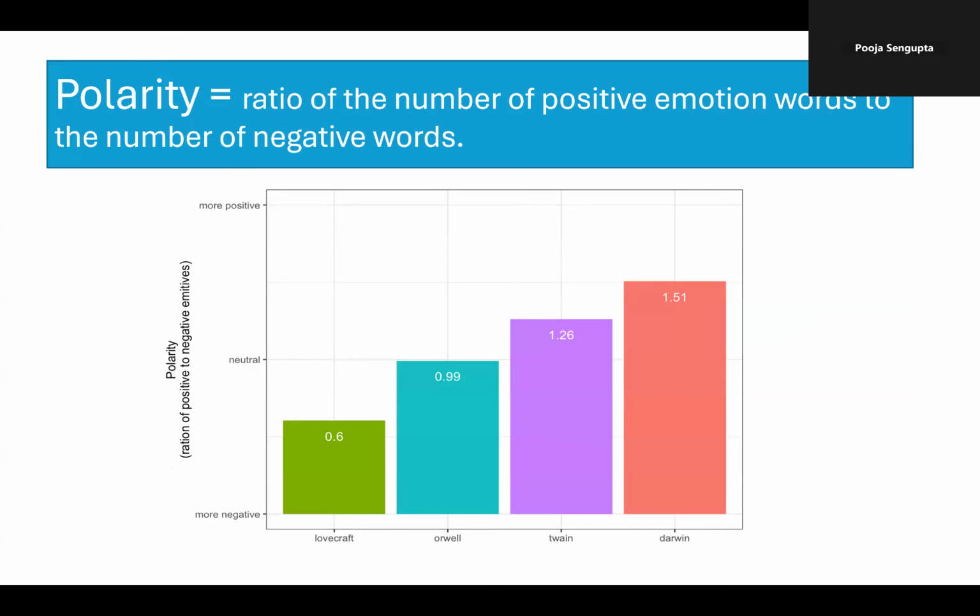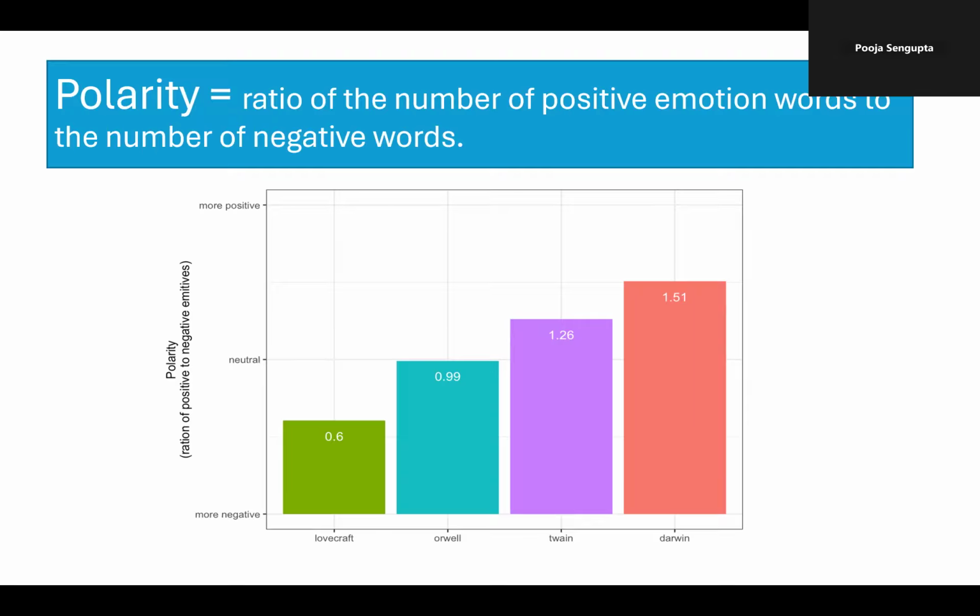Here we have a plot which gives us the distribution of negative, neutral, and positive sentiments across these 4 categories. So along the vertical axis, we have the polarity, which is the ratio of positive to negative emotions. And we can see that the ratio is 0.6 for Lovecraft, 0.99 for Orwell, 1.26 for Twain, and 1.51 for Darwin.